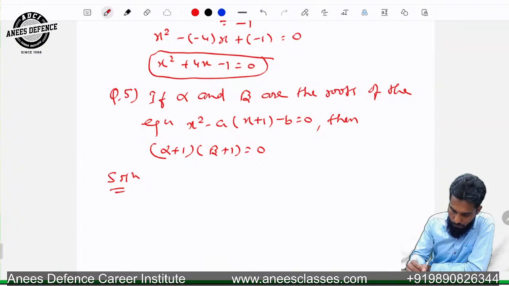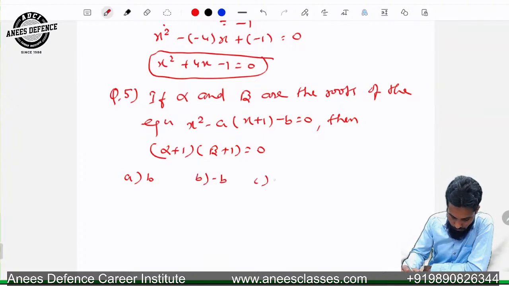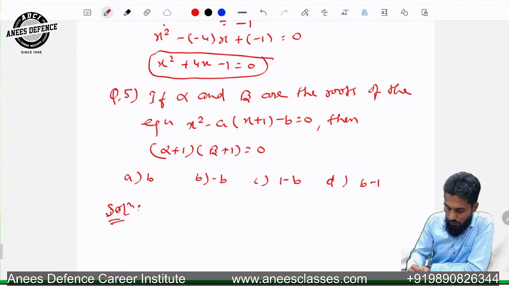First I will put the options so that you can try. Options are: first option is b, second option is minus b, third option is 1 minus b, and fourth option is b minus 1. Now I am trying this one for you. You all can see here. If you want to try, you can also try.